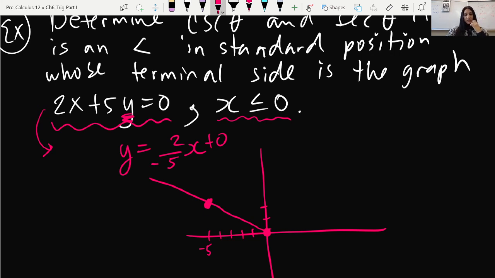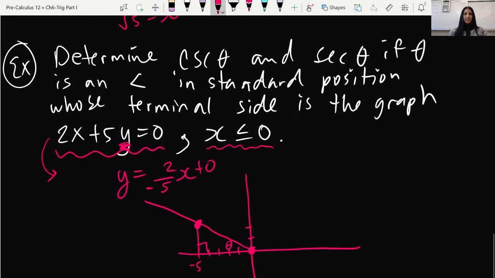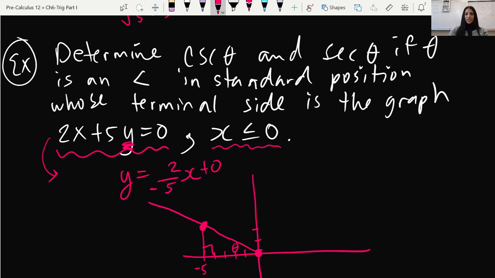So if I were to draw this out and turn it into a right angle triangle with my theta like this, it's saying determine cosecant theta. Cosecant goes with sine, and sine is y over r, so it's going to be r over y. Secant theta goes with cosine, and cosine would be x over r, so this must be r over x. I'm just writing this down to wrap my head around what I'm looking for.